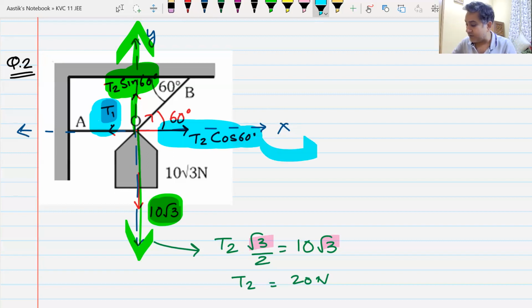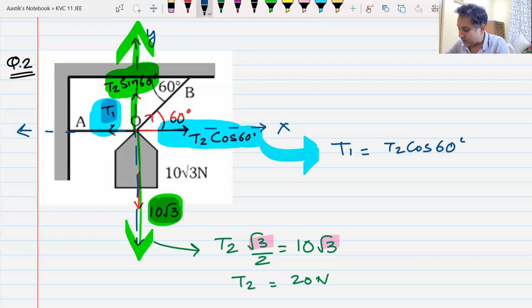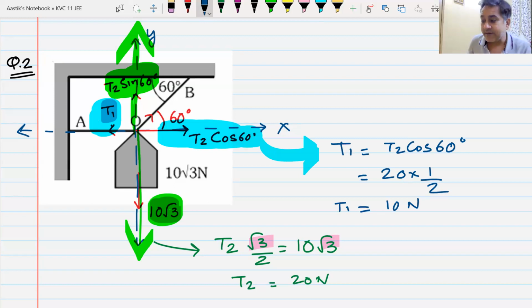So what is the blue equation? T1 is T2 cos 60. We already know the value of T2. T2 is 20. Cos of 60 is half. So this becomes 10 newtons. So the value of T1 is 10 newtons and the value of T2 is 20 newtons.